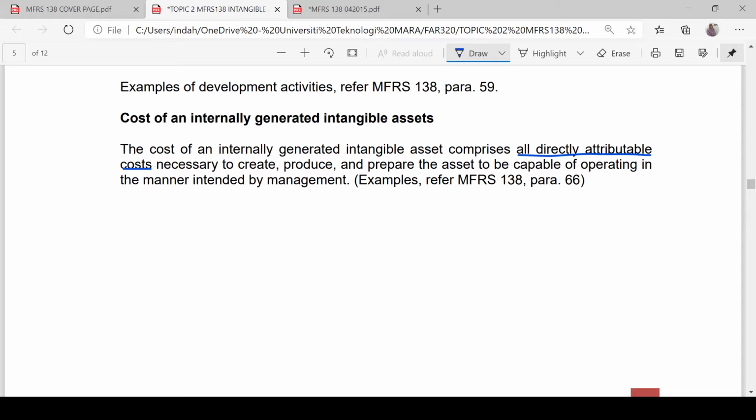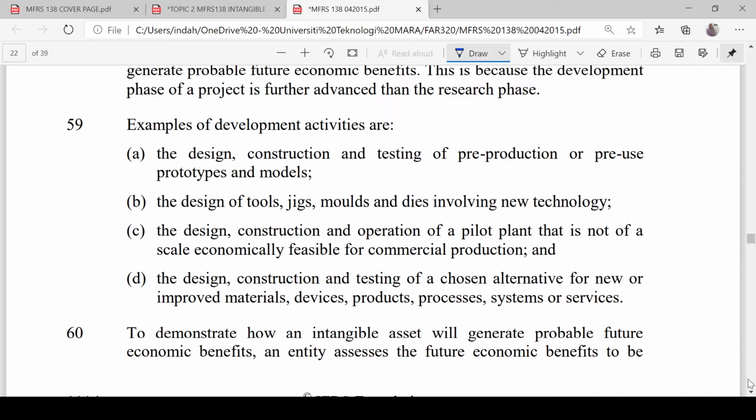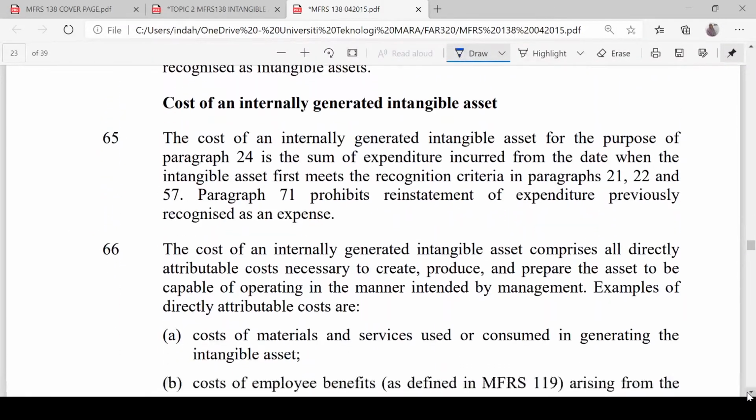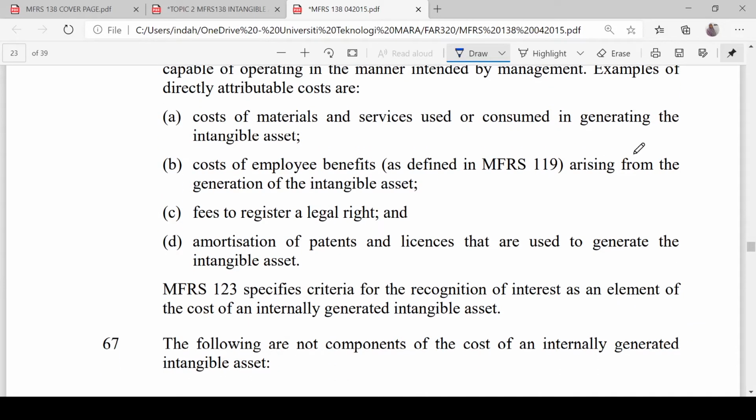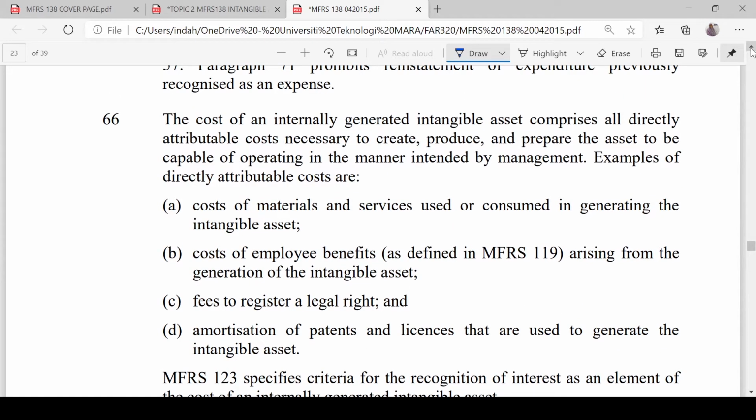Alright, so let's look at the example by referring to paragraph 66 of MFRS 138. So we have here cost of materials, service used or consumed in generating intangible asset, cost of employee benefits or direct labor, fee to register a legal right, amortization of patents and license that are used to generate the intangible asset during that period. So if you are using special machinery or certain equipment in the development activities, any depreciation of those machinery and equipment can also be capitalized as part of the cost of intangible asset.